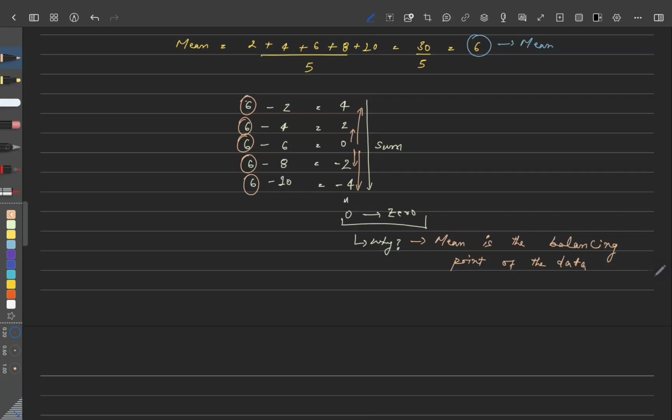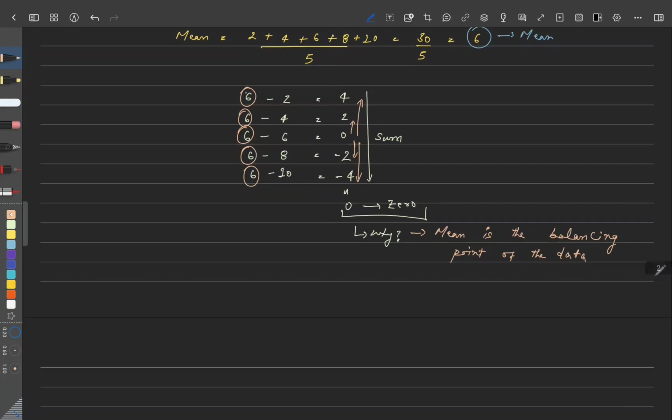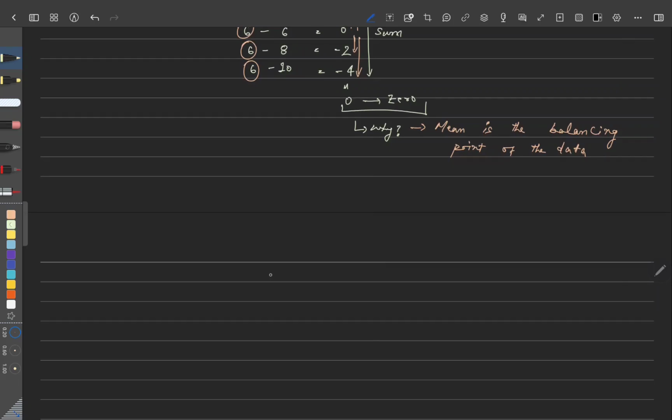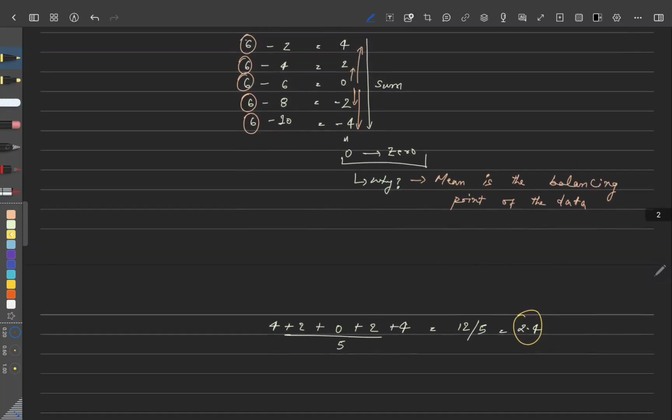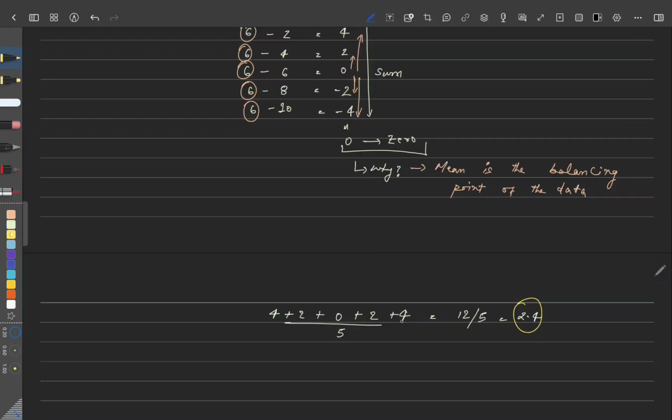Now in case of mean deviation, we took the absolute value. Correct? So when we were finding the mean deviation, we took the absolute value, which is like 4, 2 plus 0 plus 2 plus 4, and then we divided it by the number of numbers, which is 5. So 12 by 5 equals 2.4, right? This was the mean deviation. The absolute deviations mean that we neglected the signs, right? So we removed the signs from 2 and 4 and we added those, right? So that is how we find the mean deviations, right?